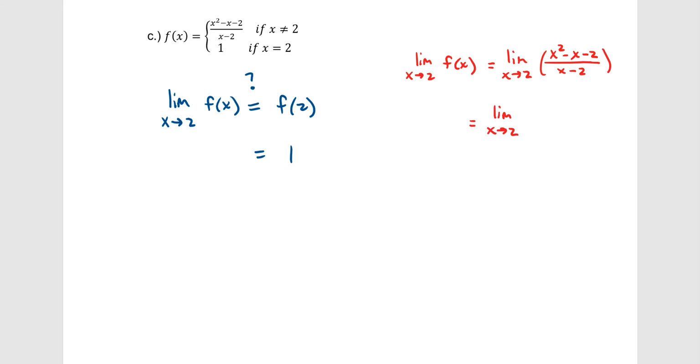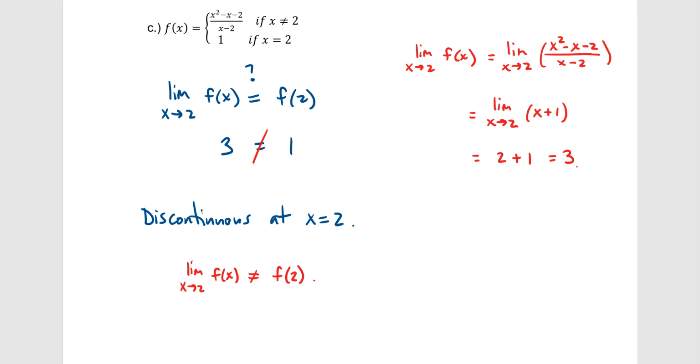This is the same one as before, so we can actually factor the numerator and cancel common factors. So I'm just going to skip ahead to doing that. It simplifies to x plus 1. Now we can do direct substitution. We get 3. So we get 3 on the left. 3 is not equal to 1, so this is discontinuous at x equals 2. And then we go ahead and write the definition for discontinuity there.